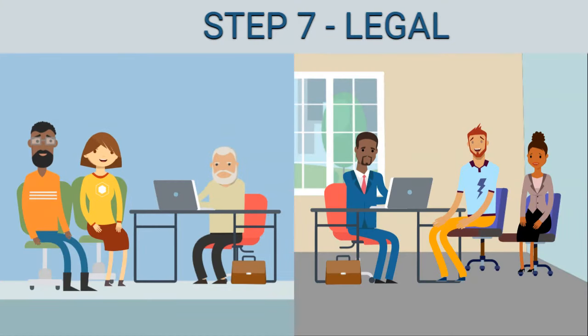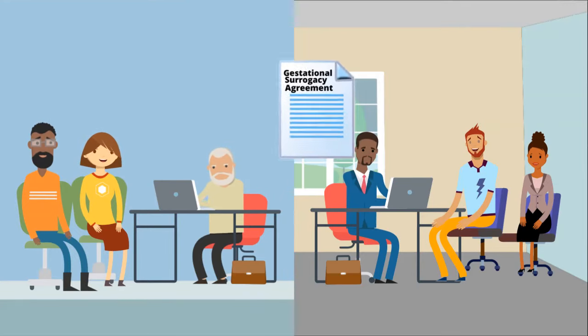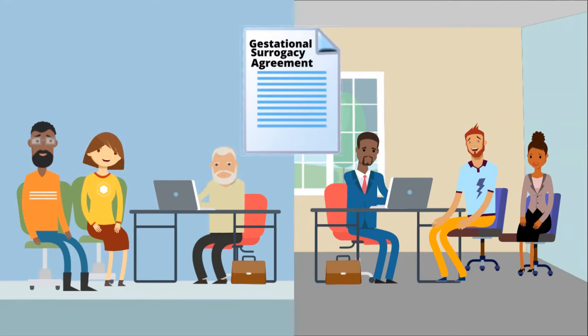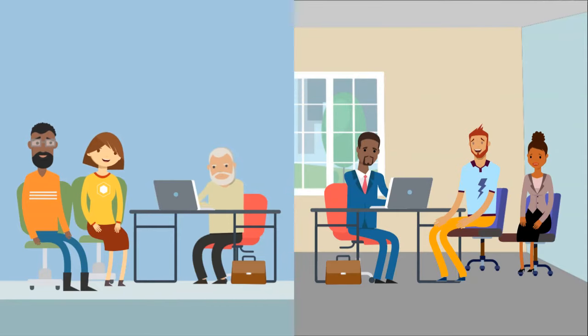Step 7. Legal. Next, you and the intended parents will sign a legal contract called a Gestational Surrogacy Agreement, or GSA, that will spell out the financial terms and the rights and responsibilities that you and the intended parents will have to one another. You will be provided with funds to hire your own attorney who will represent only you and look out for your best interests during the contracts process.